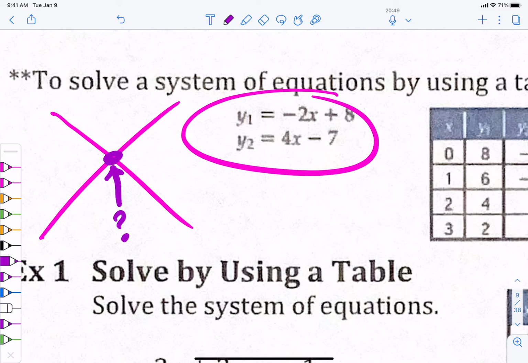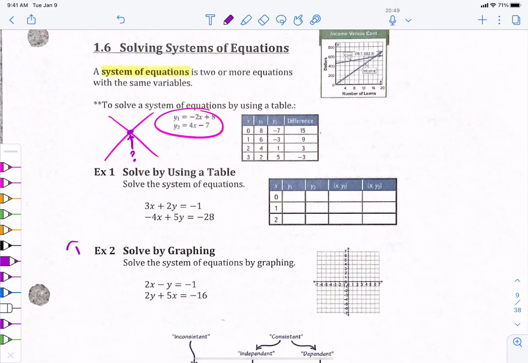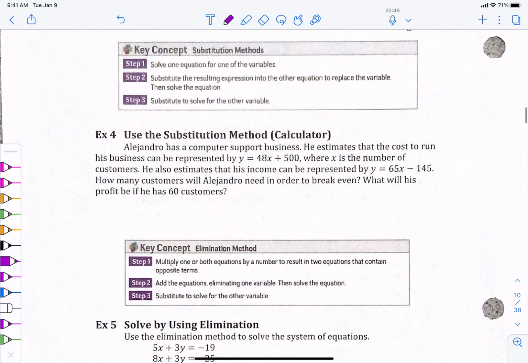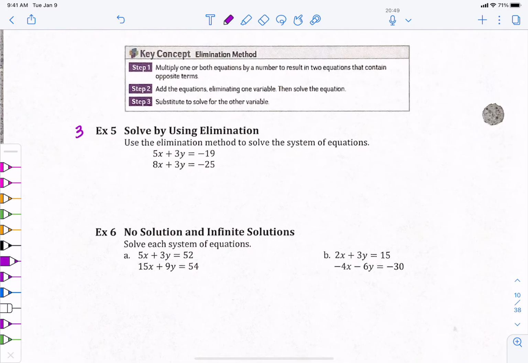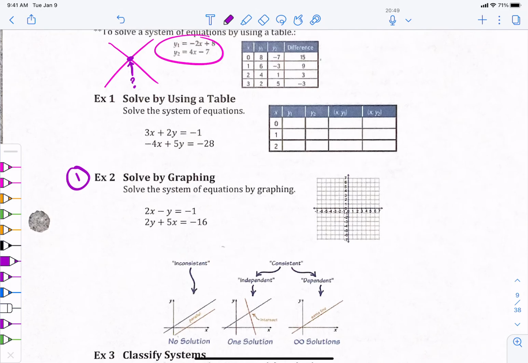So there are three different methods of doing that. The first method is to graph. The second method is to use the substitution method. And the third method is to use the elimination method, okay? I'm hoping that after we get into this you'll start to recall and remember what some of this stuff is. Okay, so example one, solve by using a table.